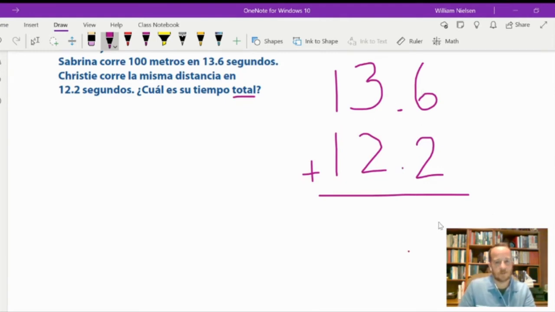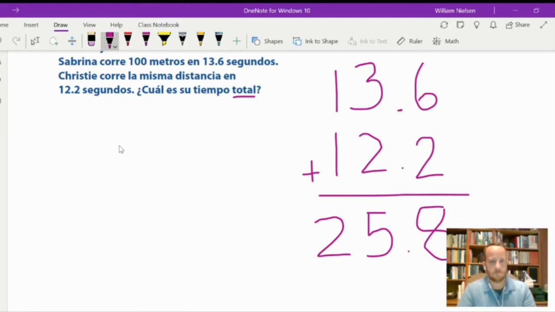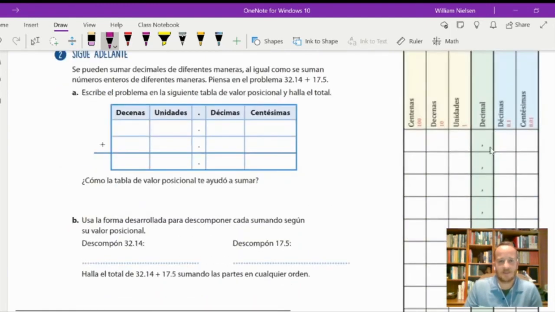6 más 2, chicos. Fácil, ¿no? 8. 3 más 2, 5. Y 1 más 1, 2. Fácil, ¿no? Bien fácil, ¿ok? 25.8 segundos o usando nuestro vocabulario de valor posicional, vamos a decir 25 y 8 décimos de segundos, ¿verdad? Ok. Vamos a seguir adelante, chicos.